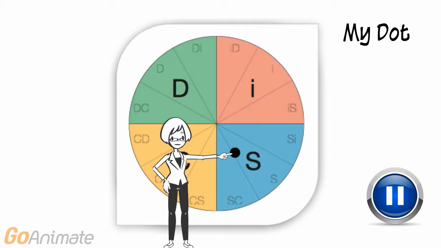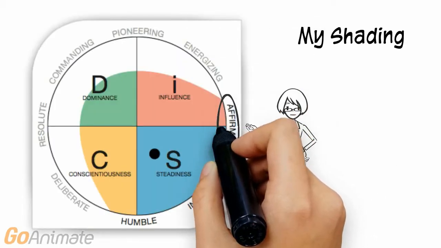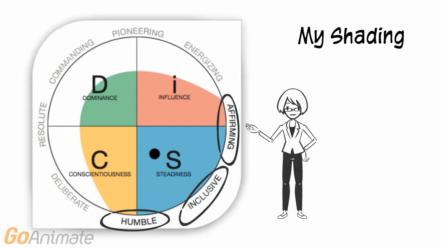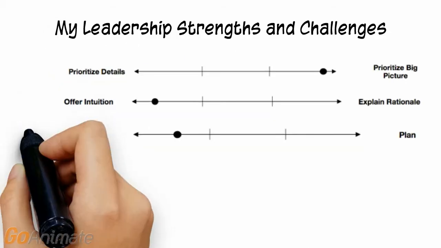Pause the video now and look at pages 3 and 4 of your own profile. My shading is also important. It identifies what are referred to as priorities, or where I tend to focus my energies. I have 3 priorities. You may have up to 5. Pause the video and read page 5 of your report.